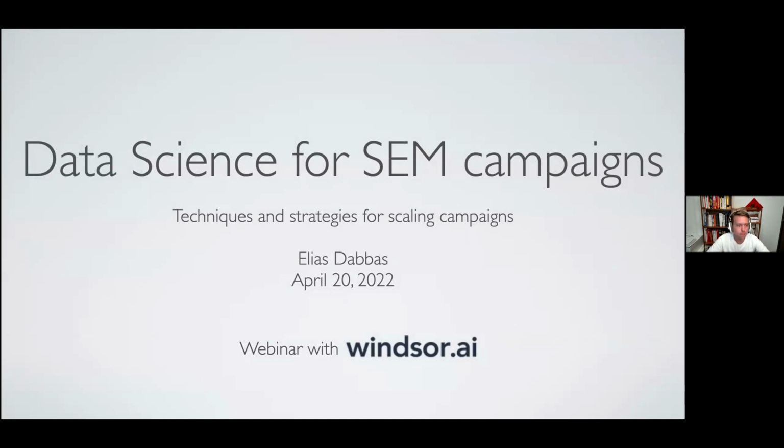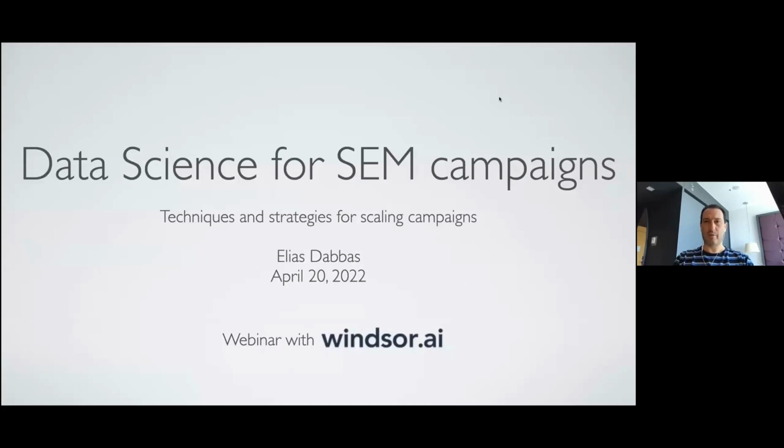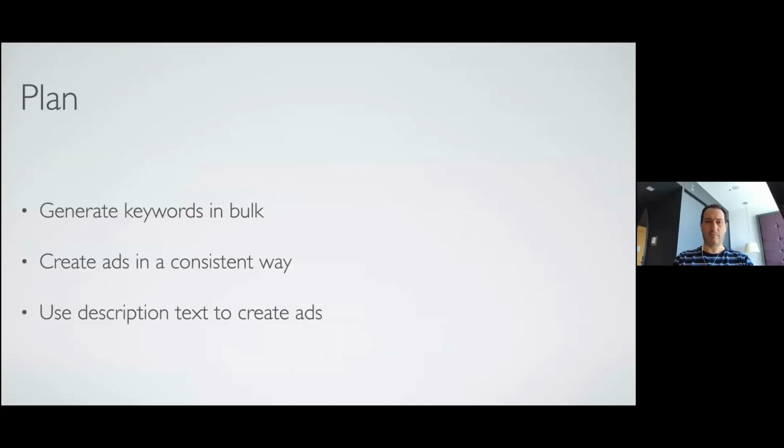Yes. Thank you very much, and thanks to everyone for joining us. I hope you find this useful. So as Matthias mentioned, we're going to be doing some data science using Python to create SEM campaigns. So let's get started. The plan here is we're going to do two main things. We're going to generate keywords, and we're going to create ads. And we're going to use two ways to create those ads. One of them is a bottoms-up approach where we construct the ads, and the other one is a top-down approach where we have description text and we see how we can split it into meaningful parts.